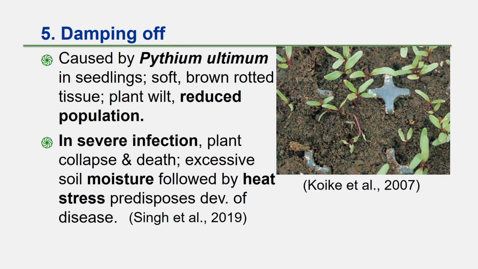Damping off is caused by Pythium ultimum. In seedlings, there is soft brown rotted tissue, plant wilt and reduced population. So, you can see seedling death can occur. Seedlings can die in this case. In severe infection, plants collapse and die. Excessive soil moisture followed by heat stress predisposes development of disease.